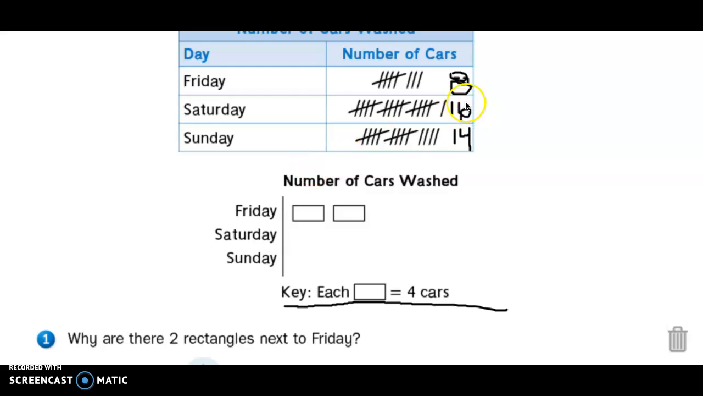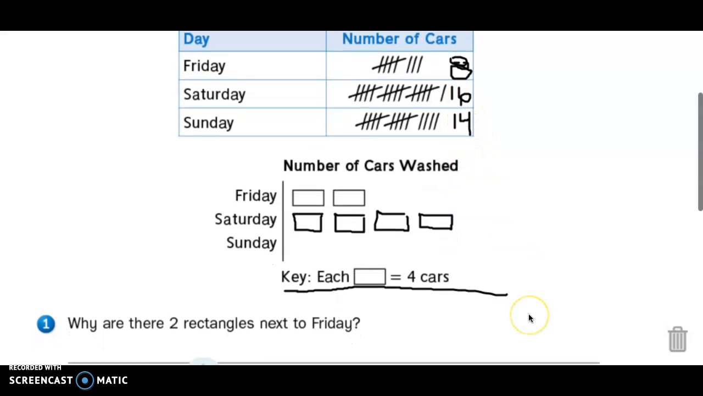Good. For Saturday, if we needed 16 cars. Well, if this is 8, I know that 8 plus 8 equals 16. So 2, let's see, that equals 8. So now we just need to double it. 4 rectangles, because 4 times 4 equals 16.